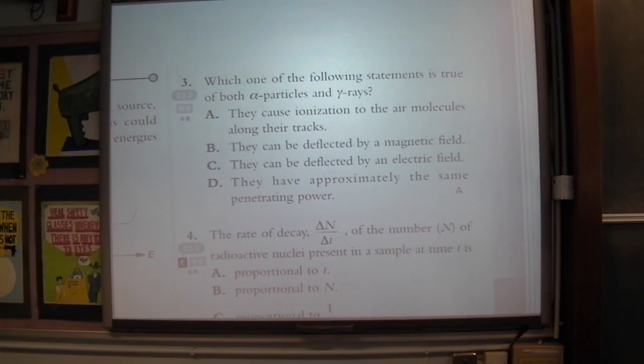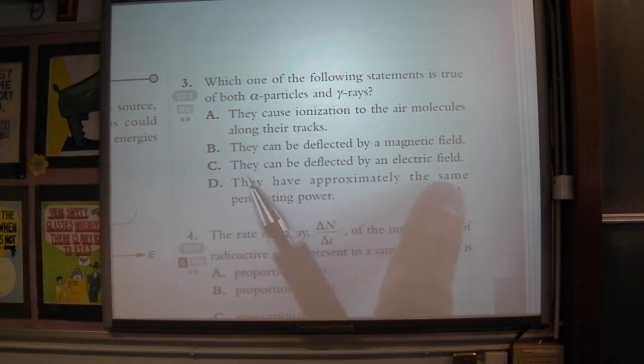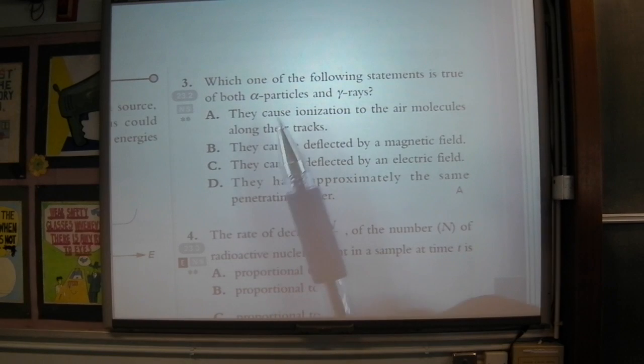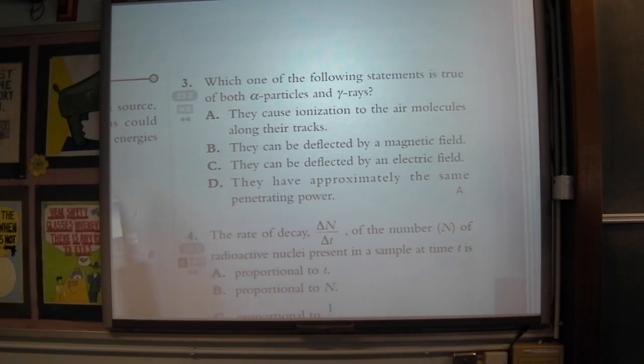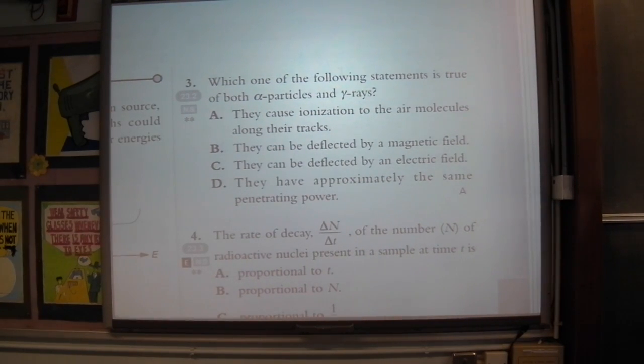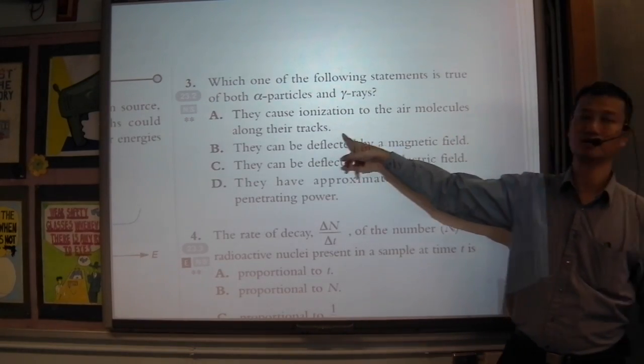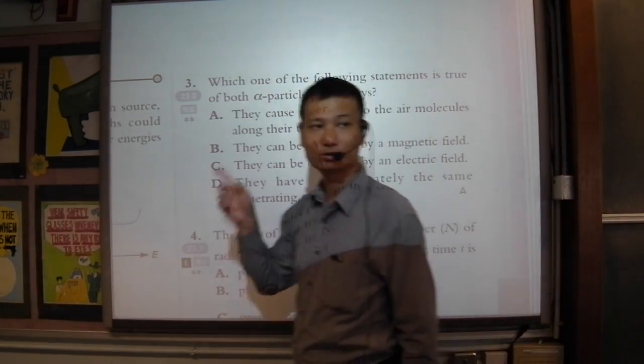Okay, let's proceed to the next question. Number 3. Which of the following statements is true of both alpha and gamma? This one is simple. They cause ionization to the air molecules along their tracks. These are the only true ones.